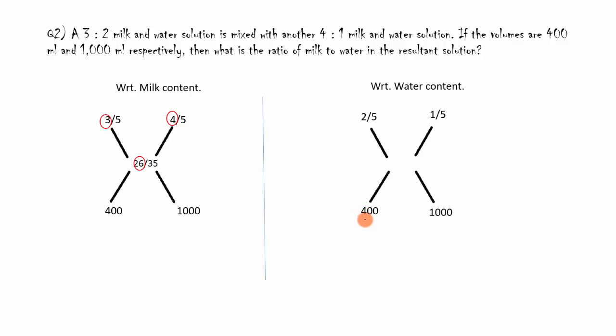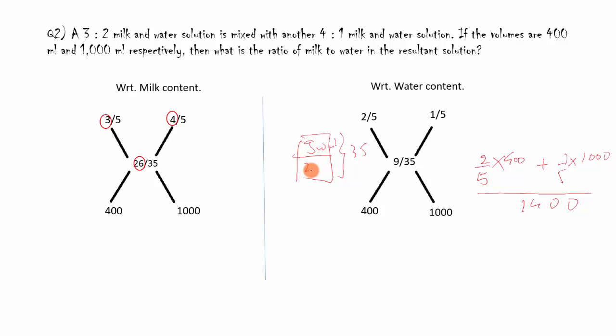And what are the weights? We have 400 and 1000. So how do we calculate? 2 by 5 concentration times its weight plus 1 by 5 concentration times its weight, divided by total weight. This we will get as 9 by 35, which will mean out of every 35 liters, we have 9 water and rest 26 milk. And what is it that we have to find? We have to find the ratio of milk to water.